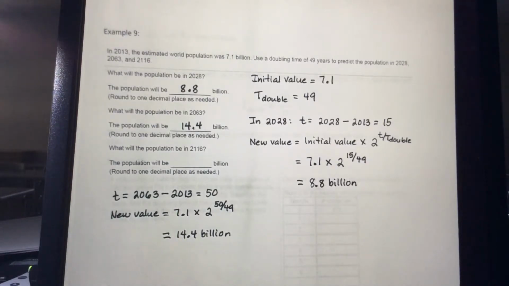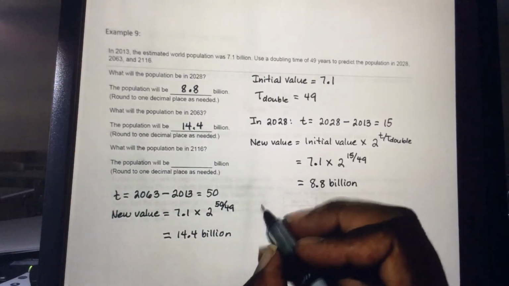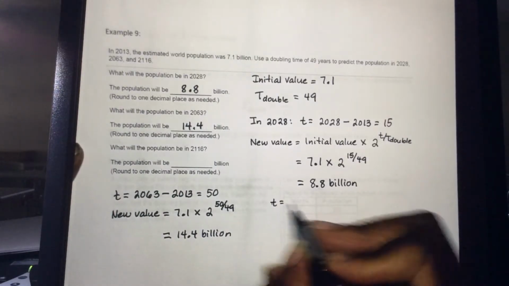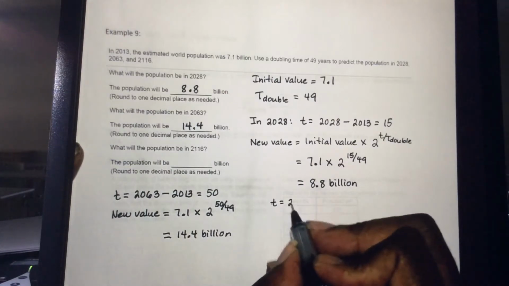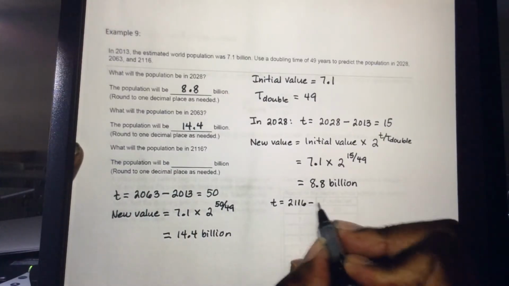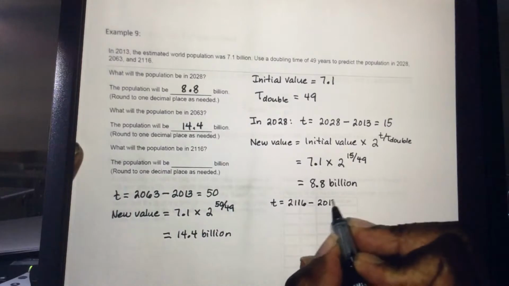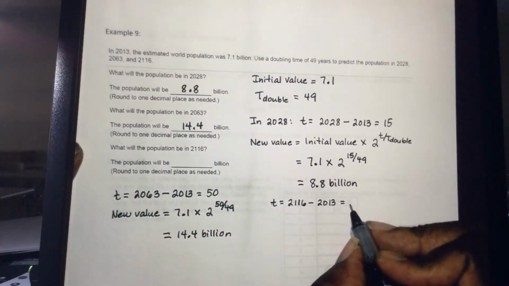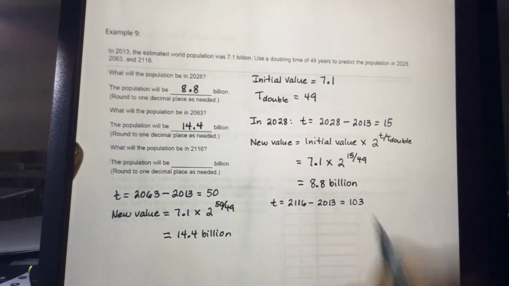And then what will the population be in 2116? Okay, so let's find out what t, lowercase t, will be. Subtract 2116 minus 2013. You'll get 103. So your time is going to be 103 this time.